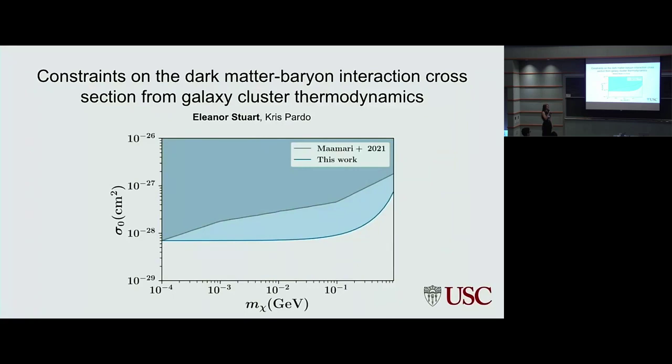I'm a second year PhD student at USC working on this project with Chris Pardo called Constraints on the Dark Matter Baryon Interaction Cross-Section from Galaxy Cluster Thermodynamics. The way that we're approaching this problem is first by looking at the approximation that galaxy clusters at low redshifts are approximately in thermal equilibrium.